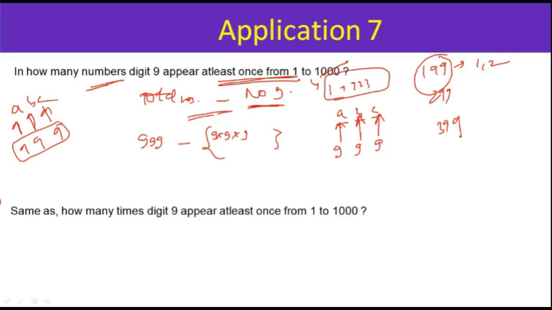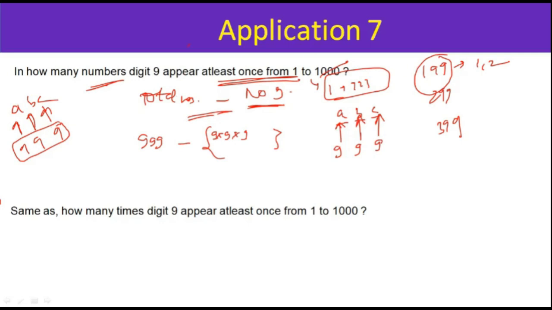Now, if the question tells you at least one 9, then what do you do? Either you individually calculate the cases of 9 exactly 1, exactly 2, or exactly 3, or you simply say total minus where 9 is not there. Total number of numbers are 999. I'm not counting 1000 because 1000 has no 9, so it doesn't even make sense for us to count it. We'll just have a 3-digit number. So how many total 3-digit numbers do I have from 1 to 999? 999 numbers are there. How many such numbers are there from 1 to 999 which do not have 9? We just said it. It is 999.